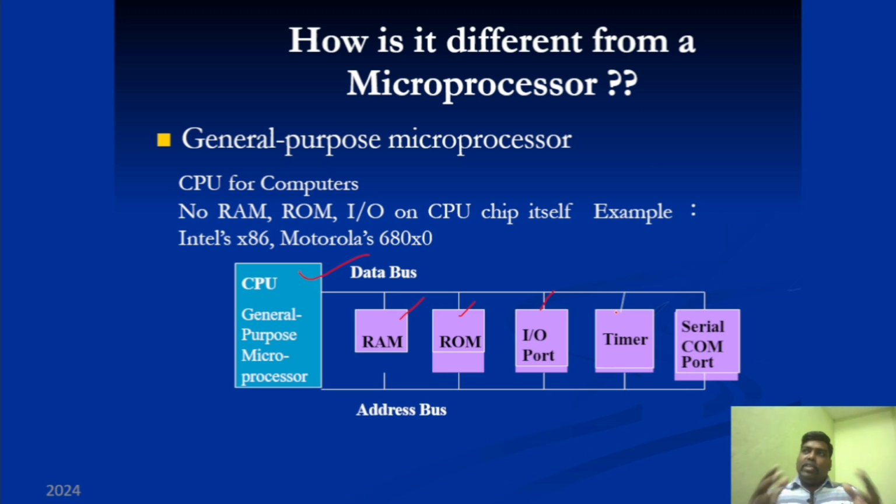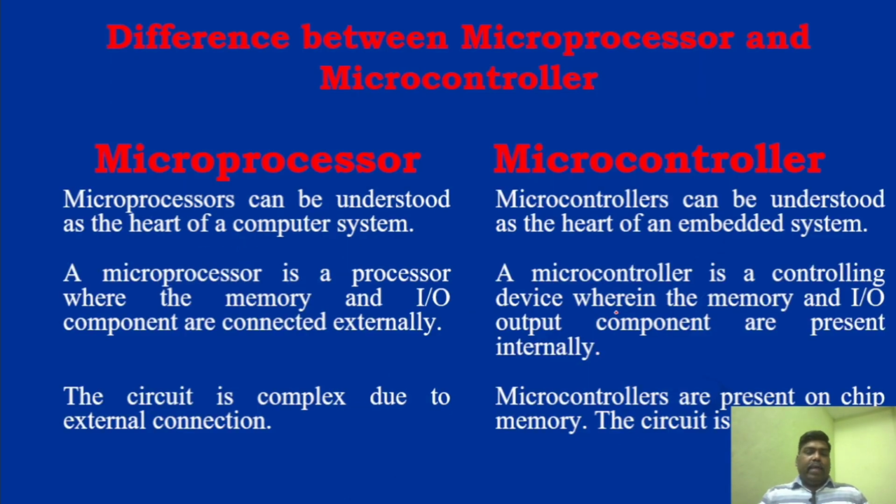And with this, you can add a few more points. In a microprocessor, everything is connected externally, so it will be a complex circuit. But a microcontroller is very compact, with a very simple design, right? You can see the difference: the microprocessor is the heart of the computer system, and the microcontroller is the heart of the embedded system, right? In a microprocessor, memory and IO components, everything has to be connected externally. Here, everything will be connected internally, right?